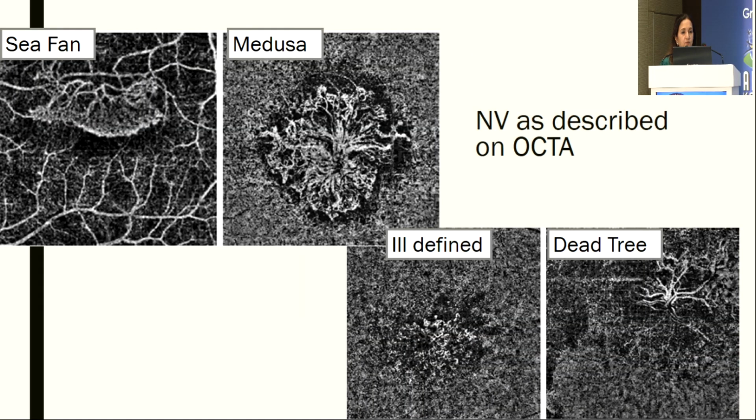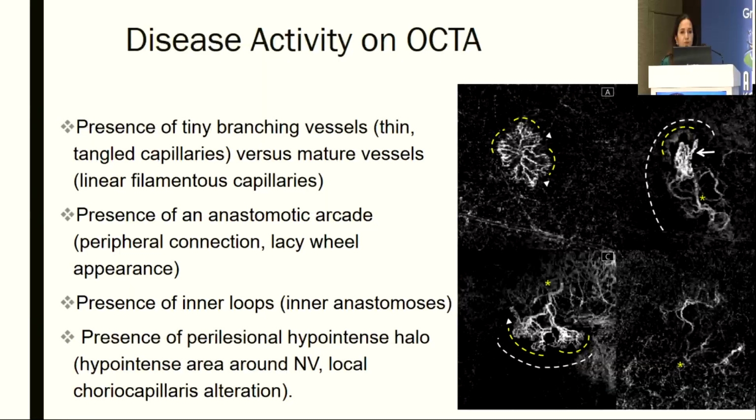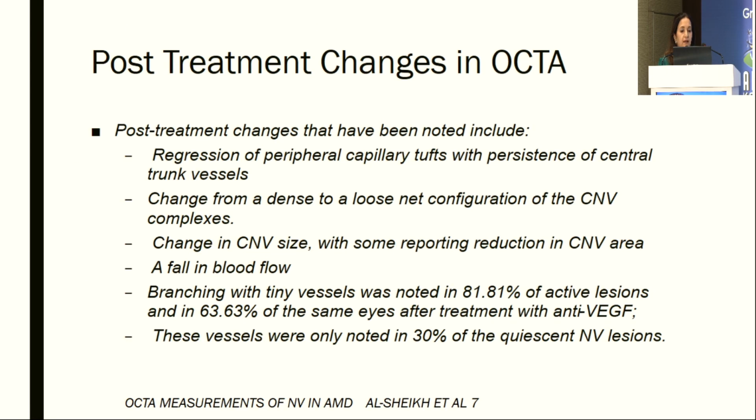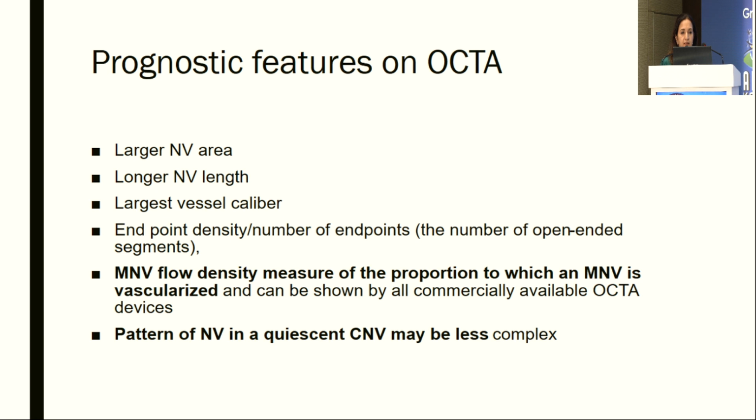So, are there any OCTA based markers? On OCTA, disease activity has been defined as the presence of very tiny branching vessels, anastomotic arcades, inner loops, and a hypointense halo. With treatment, you see the peripheral capillary tufts may decrease and the size of the CNV may decrease, but sometimes if there is already maturation of the blood vessels, the larger trunks may not decrease.